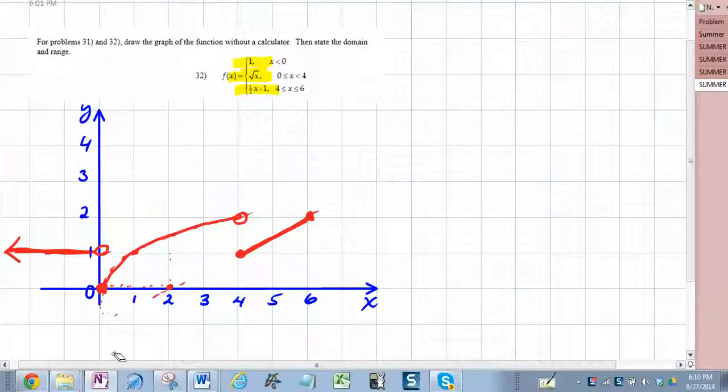I check that I've got the correct closed and open circles, and this looks pretty good.